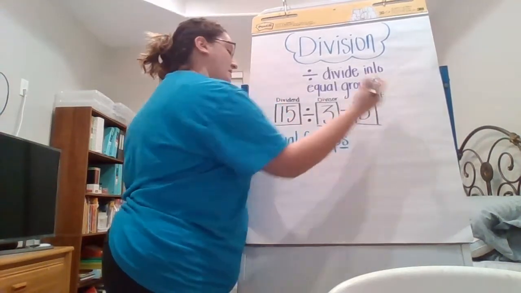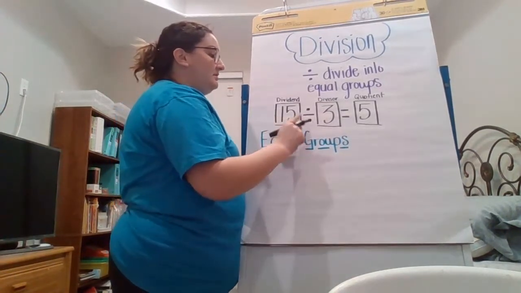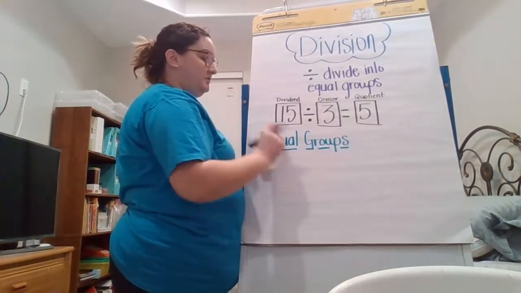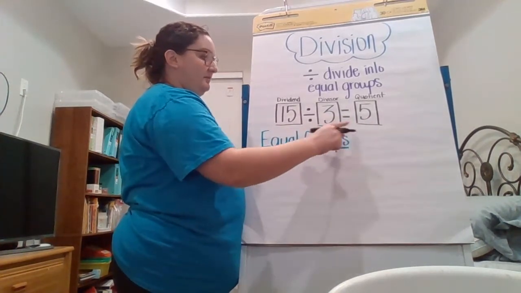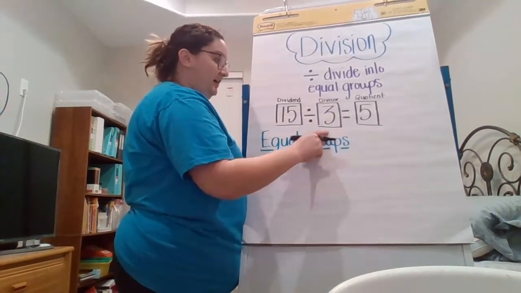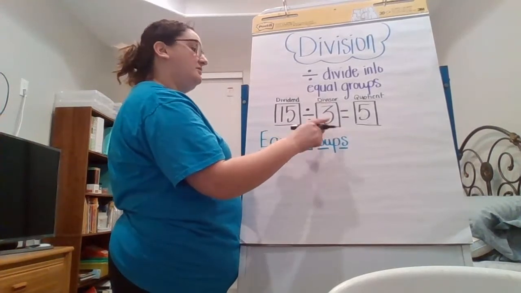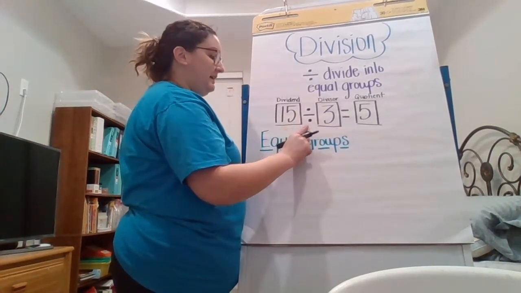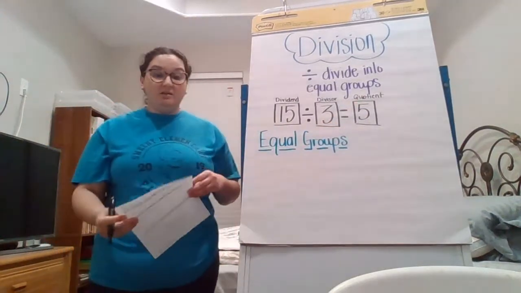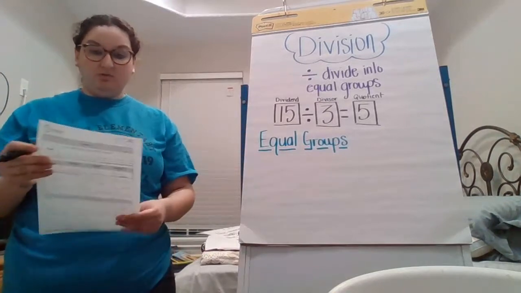So we have our dividend divided by our divisor equals our quotient, because we say 15 divided by 3 equals 5. Our dividend divided by our divisor equals our quotient. Today we're going to be working on equal groups. How do we divide? By showing equal groups.